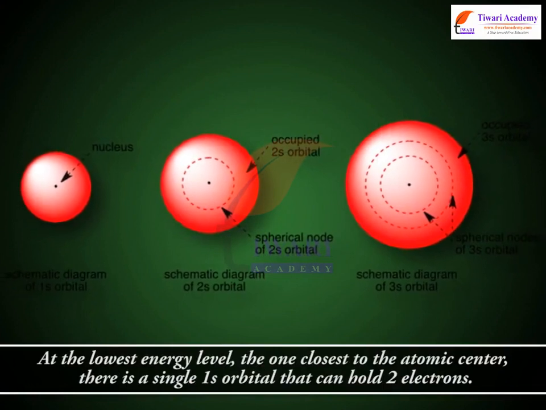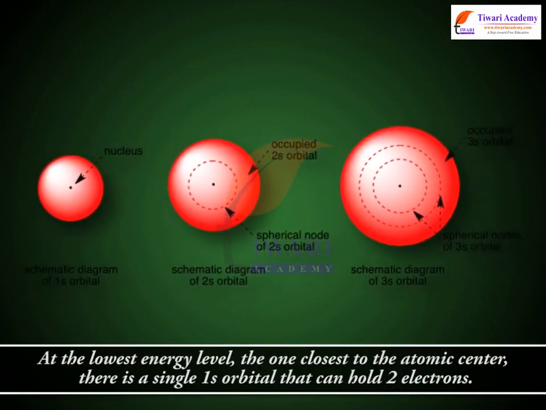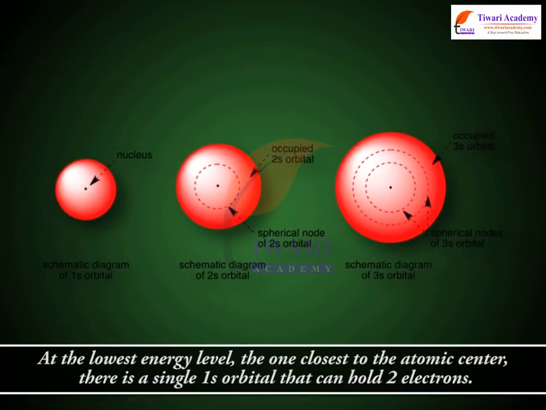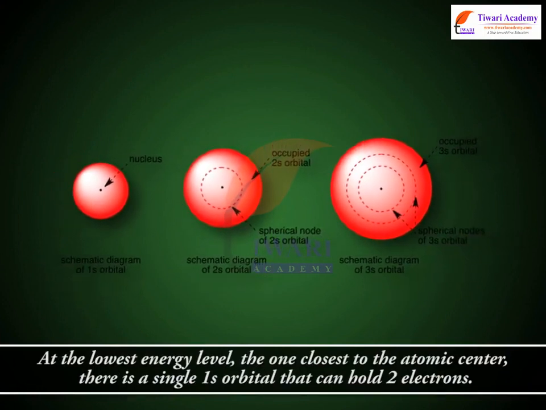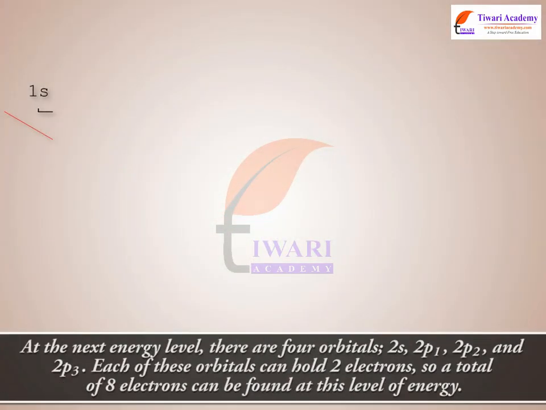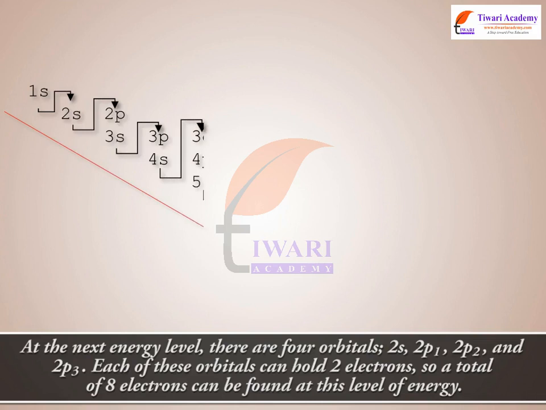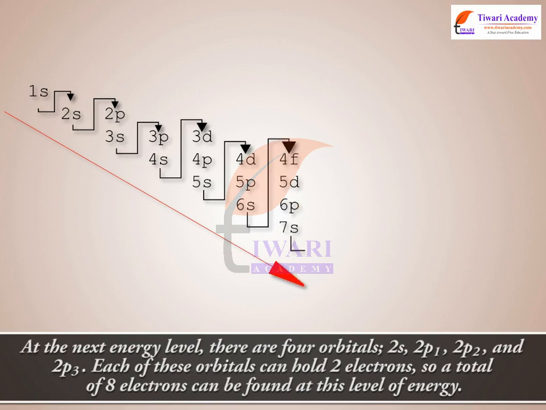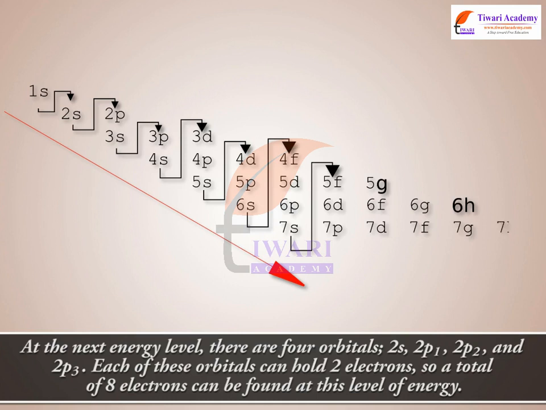At the lowest energy level, the one closest to the atomic center, there is a single 1s orbital that can hold 2 electrons. At the next energy level, there are 4 orbitals: 2s, 2p1, 2p2 and 2p3. Each of these orbitals can hold 2 electrons, so a total of 8 electrons can be found at this level of energy.